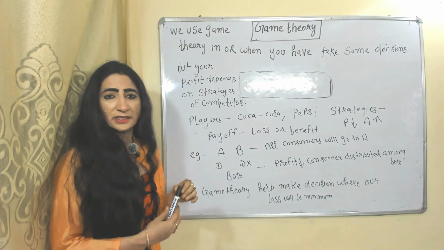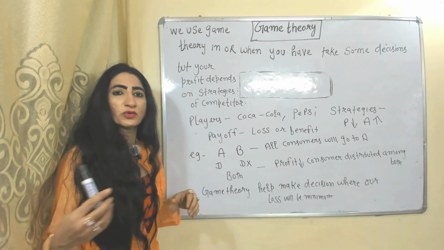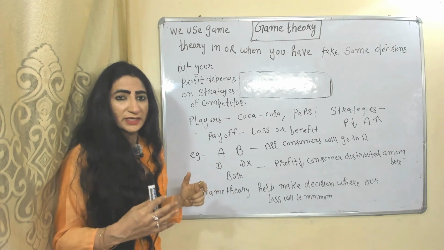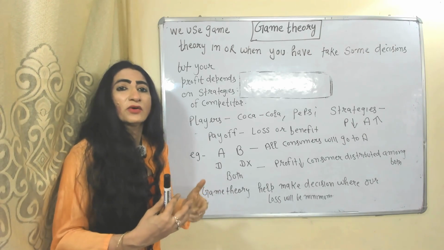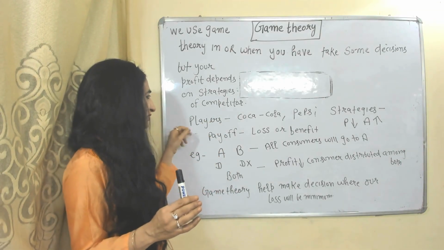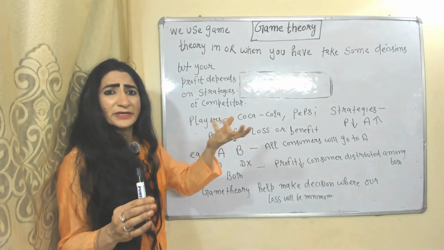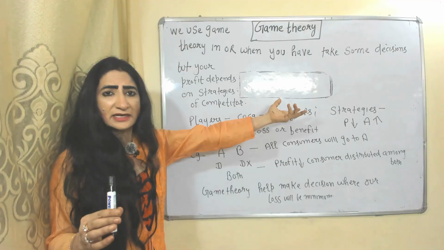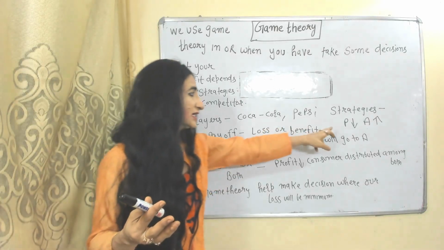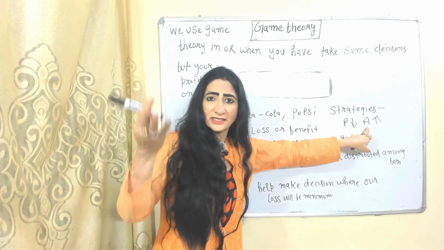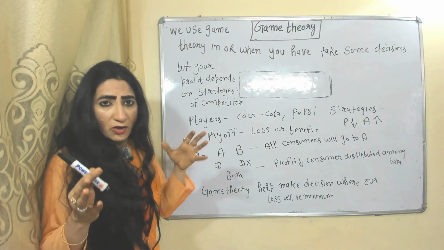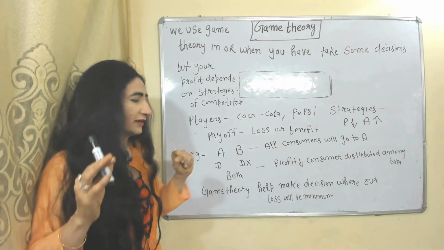The next fundamental technique of OR is game theory. We use game theory in OR when we have to take some decisions, but our profit or loss depends on the strategies of our competitor. There are three main parts of game theory. Players means companies like Coca-Cola or Pepsi. Strategies means what companies can do in order to increase their sale. Either they can reduce price or they can increase advertisement expenditure. Payoff means their final result, how much profit or loss they will bear.